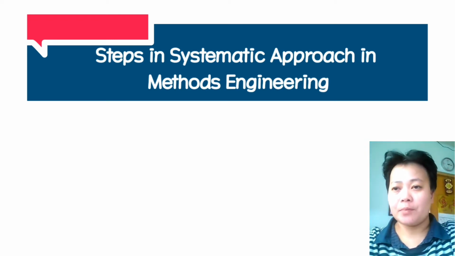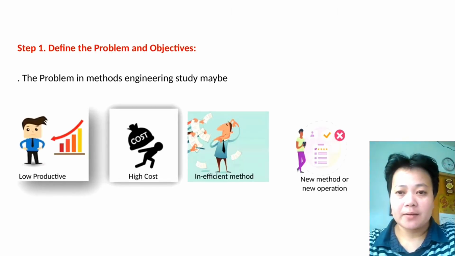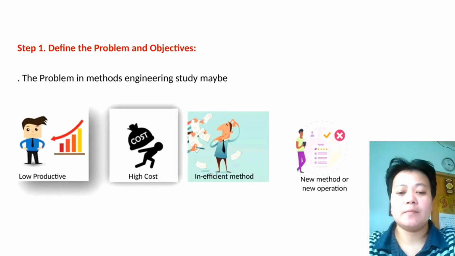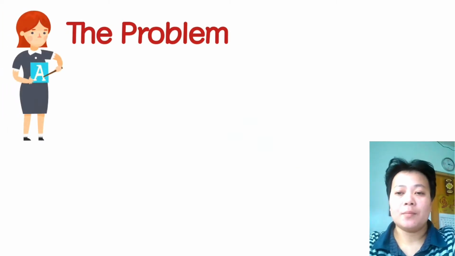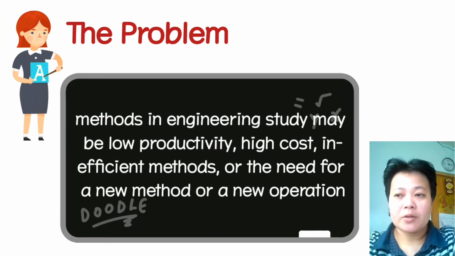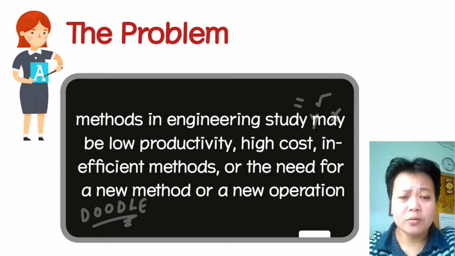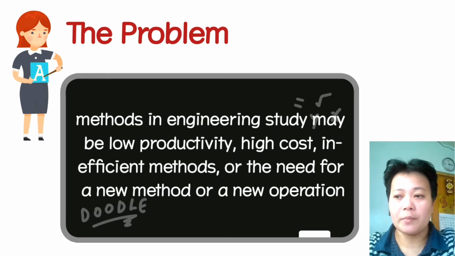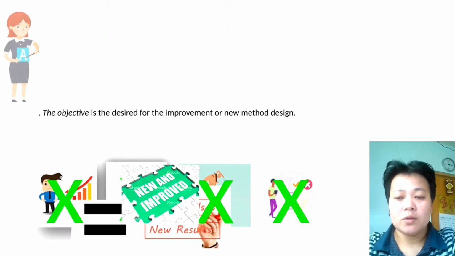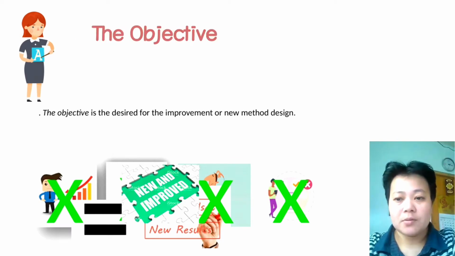Steps in the systematic approach in methods engineering. Step 1. Define the problem and objectives. Number 1. Problem. In a methods engineering study, the problem may include low productivity, high cost, inefficient method, or the need for a new operation or method. Number 2, defining the objectives.